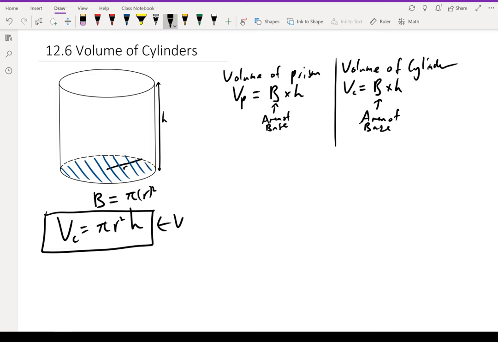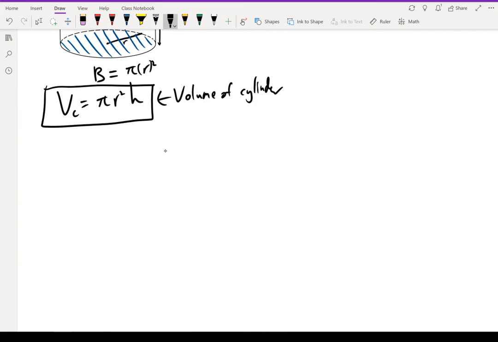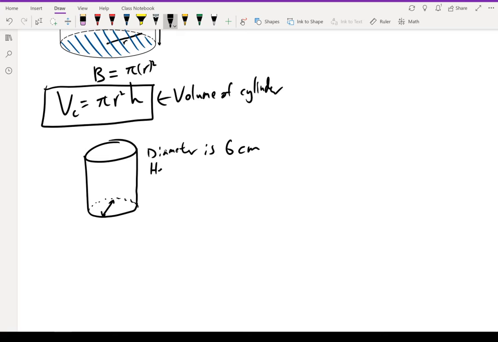That will be volume of cylinder. Now, let's go into an example straight away. It's kind of simple. We have a cylinder over here. And it has a diameter, this time. The diameter, D, is 6 centimeters. And let's say that the height is 10 centimeters. So we're told to find the volume.